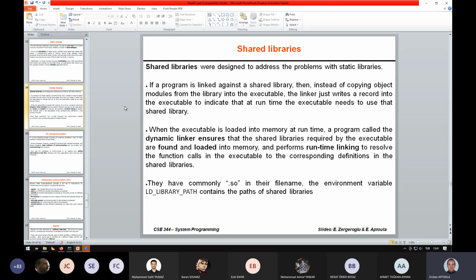Now, the shared libraries have been designed to address these two problems. And the idea is very simple. Basically, instead of containing the code of printf or any other standard C library function or system call inside the executable, what it simply contains is the address, the location, the file name of where to find that code in the system.